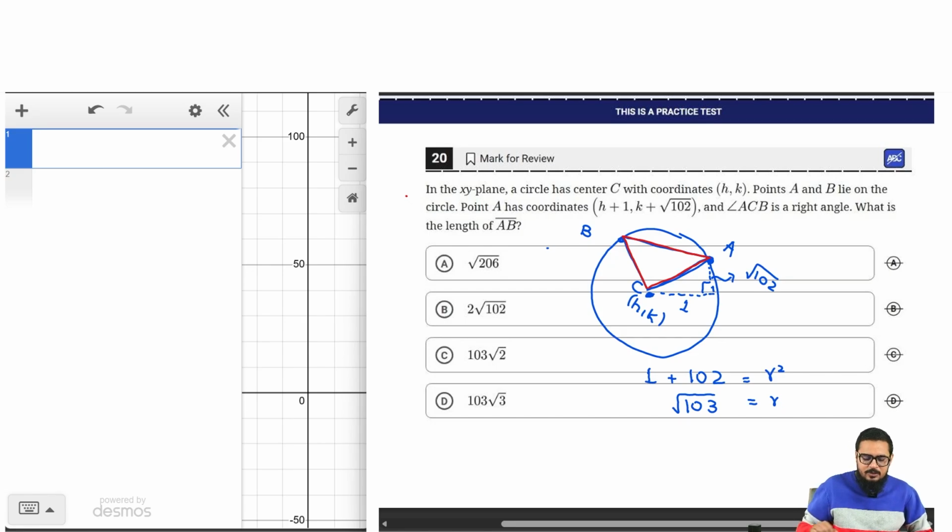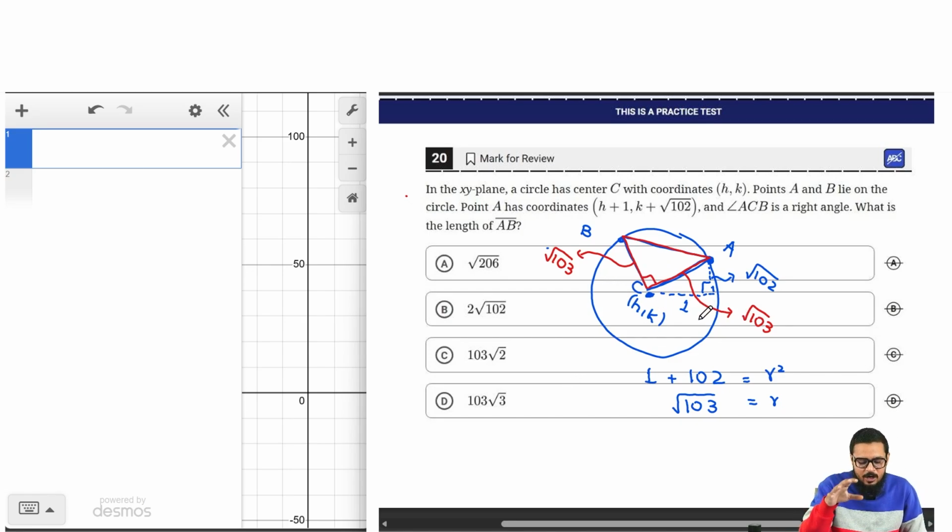The examiner tells you that you know the radius of the circle. That's under root 103. Now, this is under root 103, which is my radius, then CB is also my radius because you're moving from the center of the circle to the circumference of the circle. That should also be a radius, under root 103 again. And the examiner also tells me that ACB is a right angle. So this is a right angle, but at the same time, this is also an isosceles triangle.